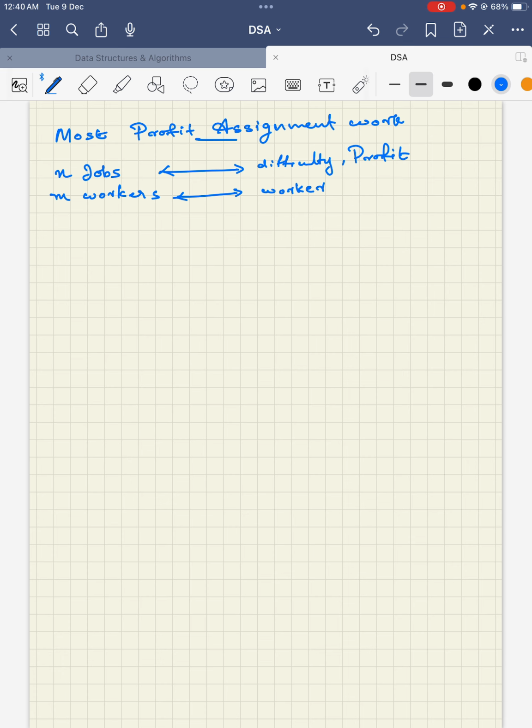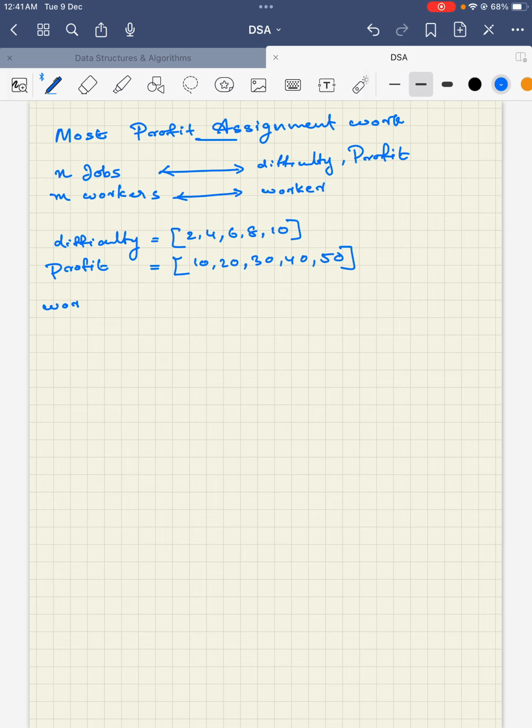So let me try to explain it with an example. If the difficulty score is given in a list as 2, 4, 6, 8 and 10, the length of profit would be equivalent to difficulty because both are associated to the job. That would be 10, 20, 30, 40 and 50. And workers, it's given as worker skill set equal to 4, 5, 6, 7. That means there are 4 workers.